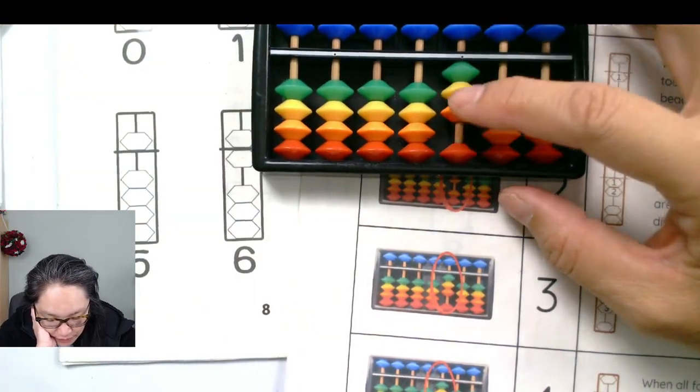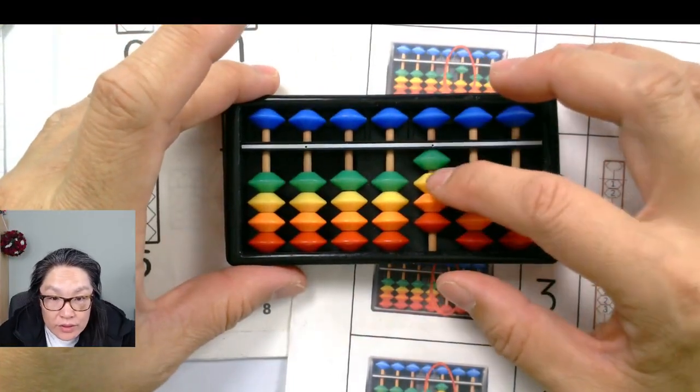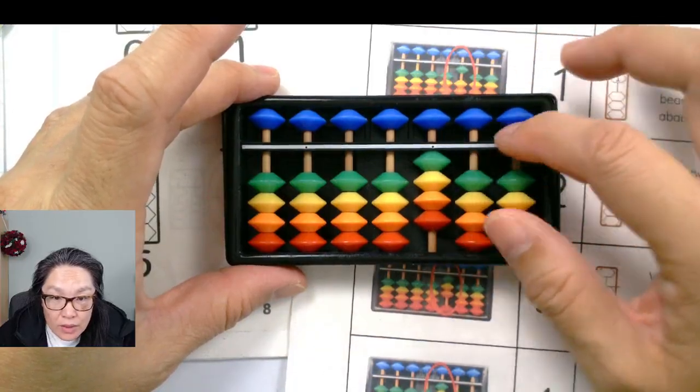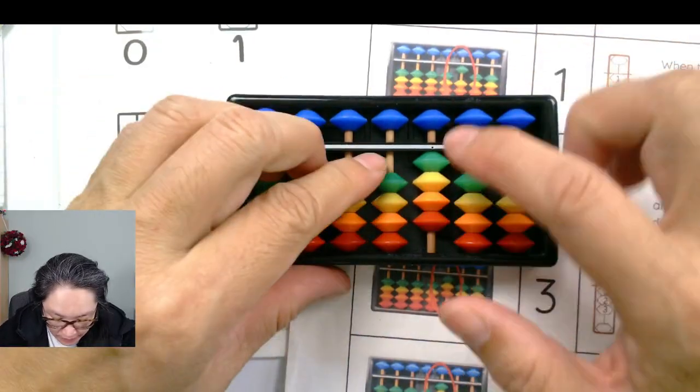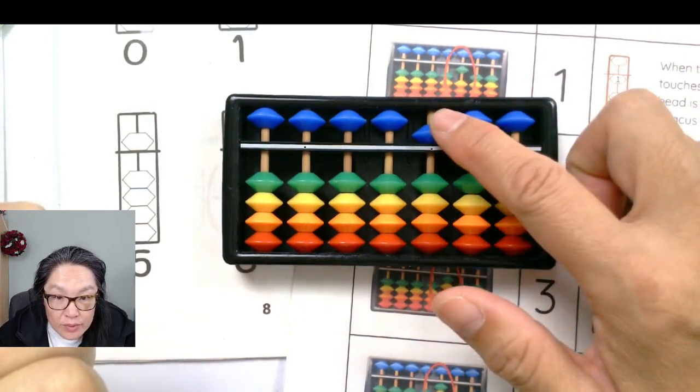So 1, 2, 3, 4. Notice the beads. There we go. So 1, 2, 3, 4. All the beads touching this horizontal bar are being counted. Because it's being counted, this is what we call the horizontal bar. So this would be 5 no matter what. This will always be 5.